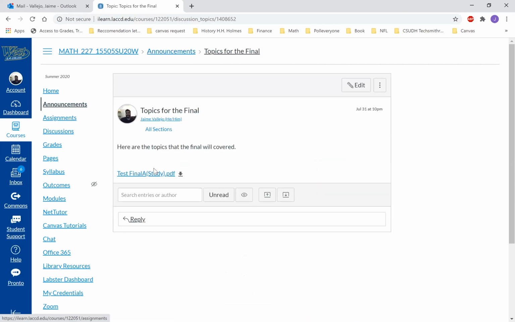If you go to the announcement, then go to topics for the final, click right here, and it should give you all of the topics that should be covered on the final. But remember, like I said, 80% of the final is going to be chapter 10 and up. Forget about those percentages I accidentally put in there. So 80% or 90% of the final is going to be these three chapters, and the final chapter is going to be tomorrow.